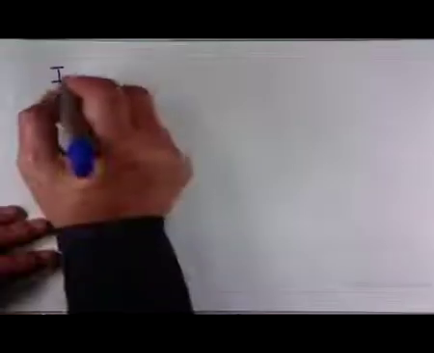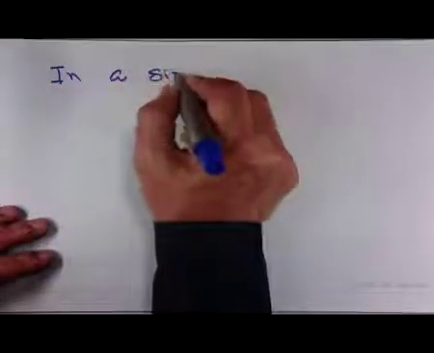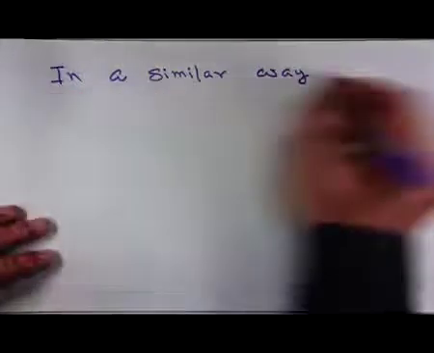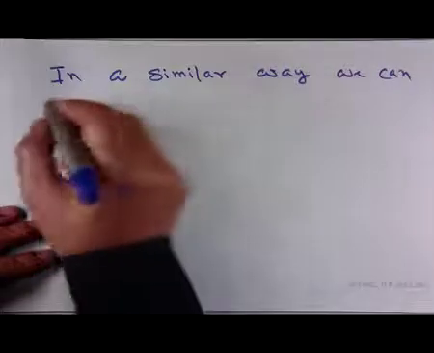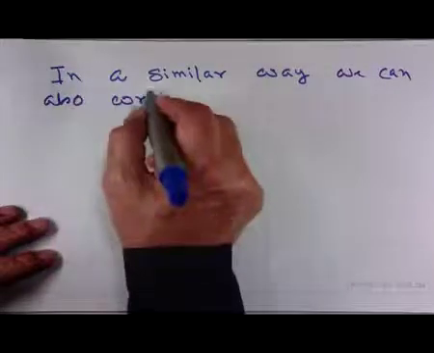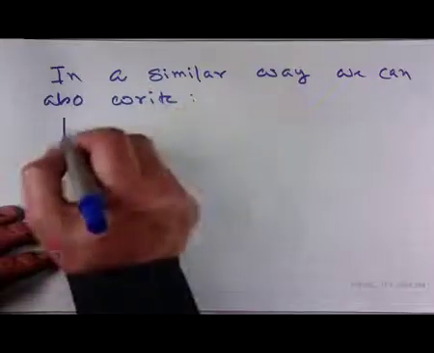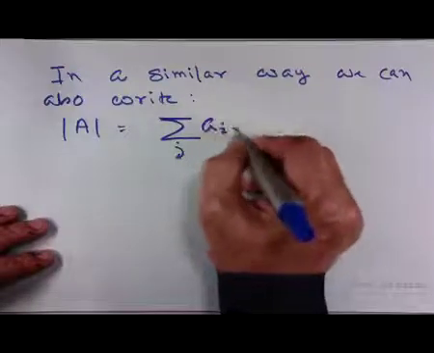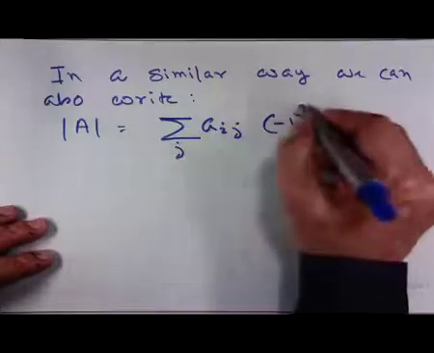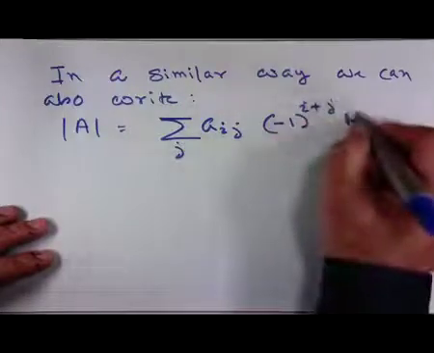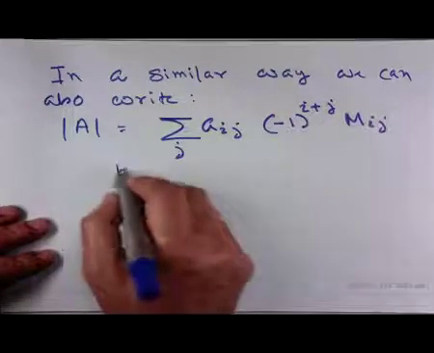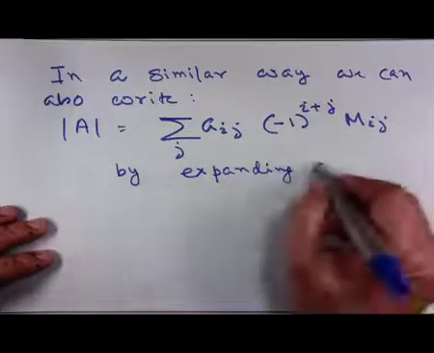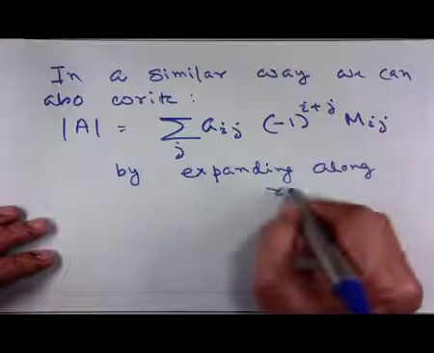In a similar way, we can also write the determinant of A is equal to sigma over j of Aij into minus 1 to the power i plus j into Mij by expanding along row i.